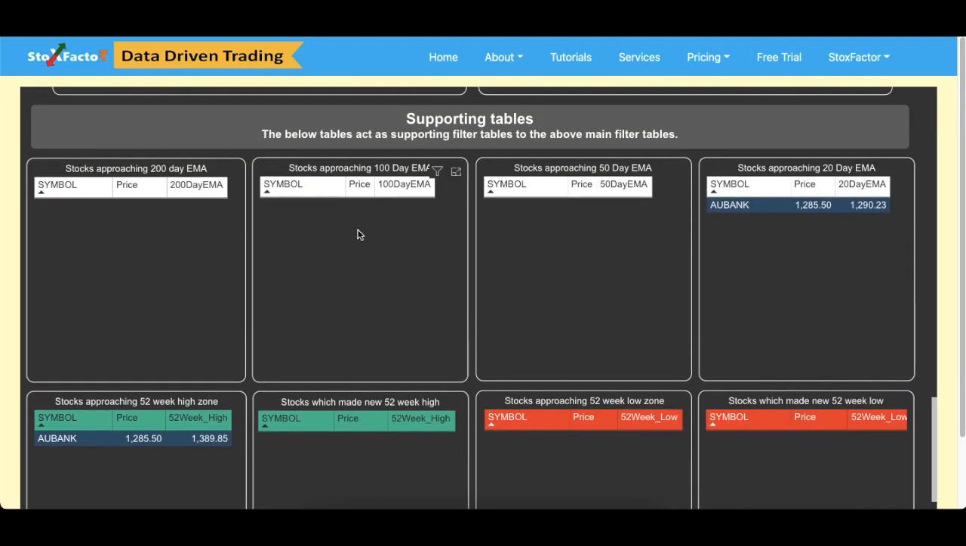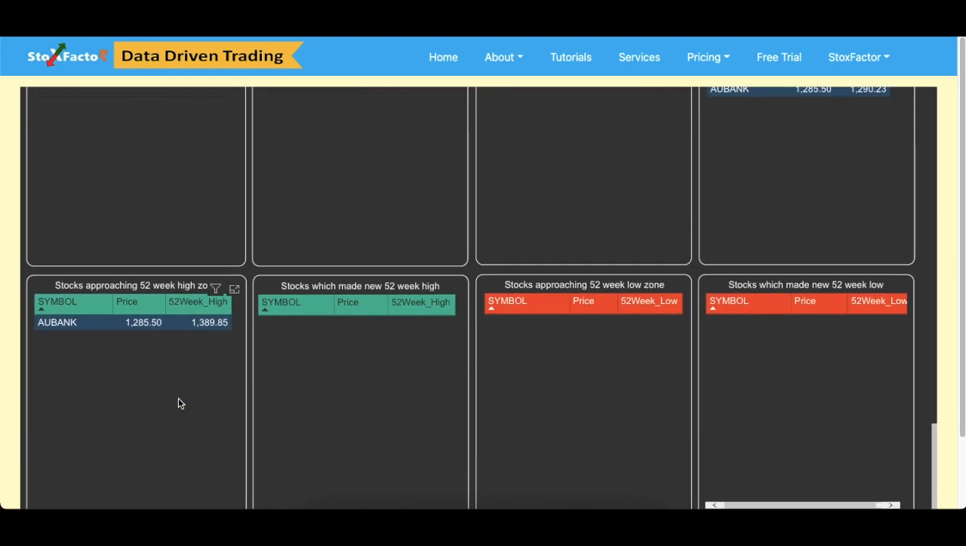As you can see here, you can quickly see all the stocks which are near to 200 EMA, 100 EMA, 50 EMA, 20 EMA and recent 52-week high and low zones. So you can see AU Bank is near to the 20-day EMA. It is just below the 20-day EMA and it is also in the 52-week high zone.